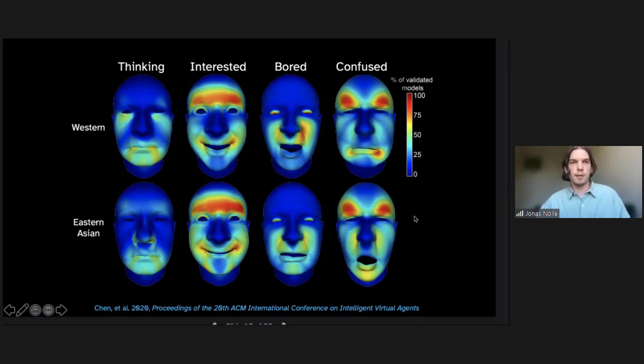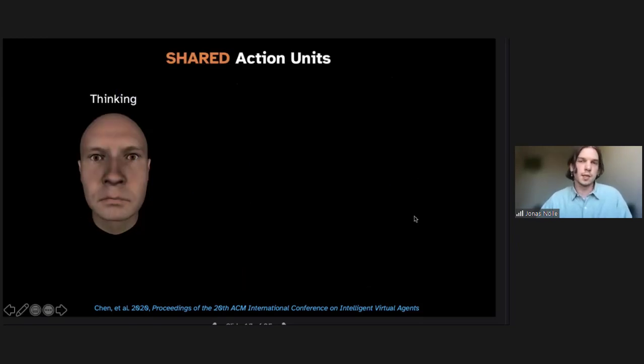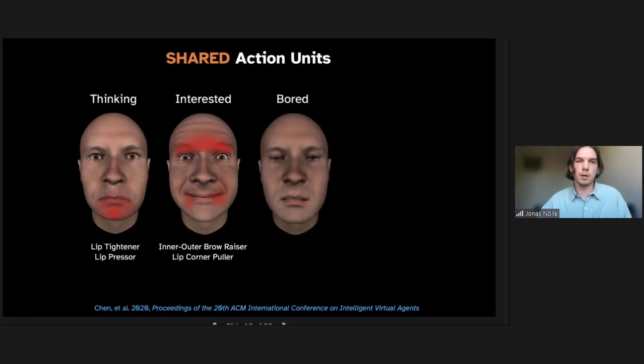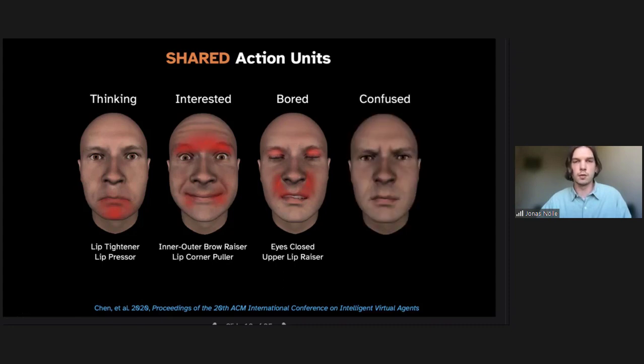So with this method, we can isolate the action units that are shared across cultures. For example, for thinking, this would be the lip tightener and the lip presser. For interested, this would be the inner and outer brow raiser or the lip corner puller. For bored, it would be eyes closed and upper lip raiser. And for confused, it would be the brow lowerer and nose wrinkler.